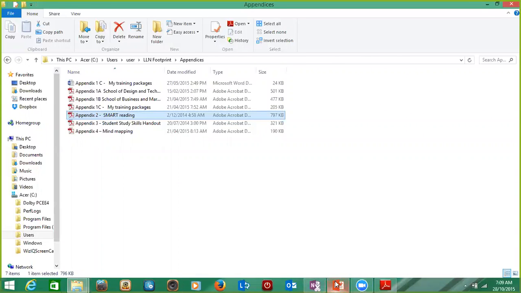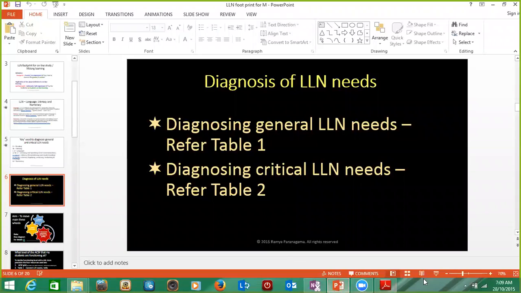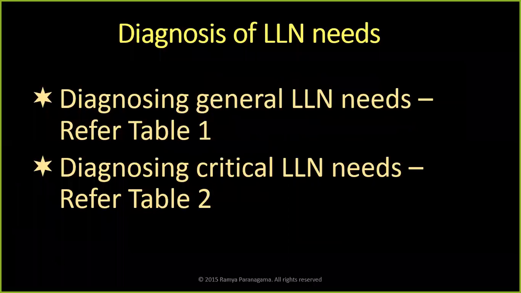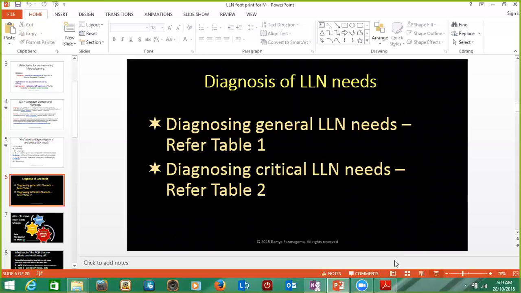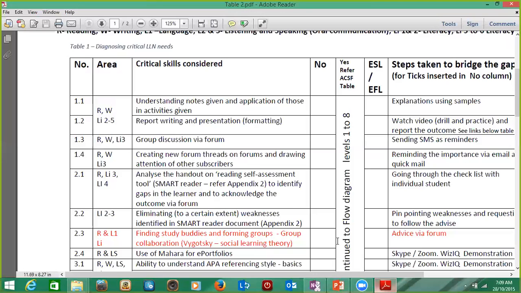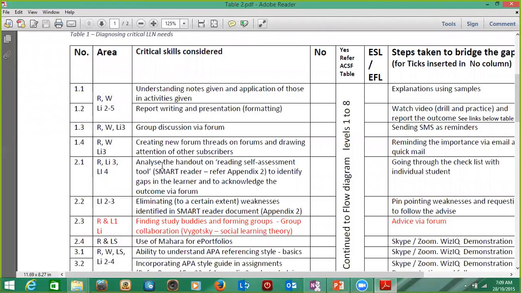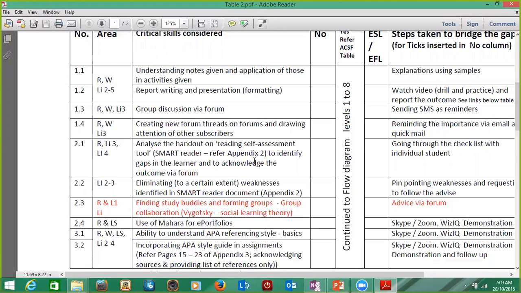So from there, going back to here, I have done table 1, which is still in process, which wasn't completed because I took you to the reading. So this is a critical skill. Analyze this document and they identify gaps. Then acknowledge what the gaps were via forum. Forum is created for students to contribute for any of the topics they like.